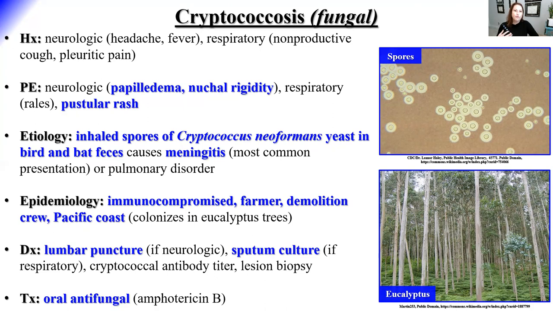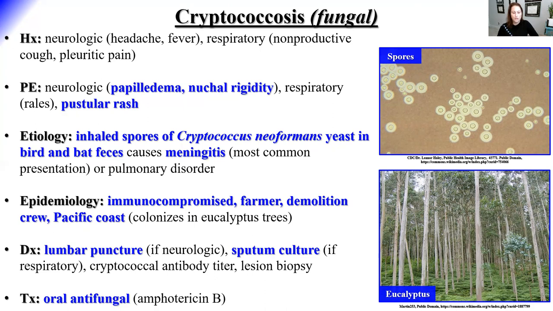For your fungal diseases, you should always be thinking about immunocompromised patients. So HIV, AIDS, organ transplant, or chronic immunosuppression with steroids. It's always important to look at that occupation, like in our last disorder. So demolition crews or farmers, they would be more likely exposed to this yeast. This disease is more common along the Pacific coast because that's where eucalyptus trees are more likely to be found. And that is a common area in the life cycle of this disease is eucalyptus trees. So think about Pacific coast, demolition crews, farmers, and meningitis type of symptoms for this one.